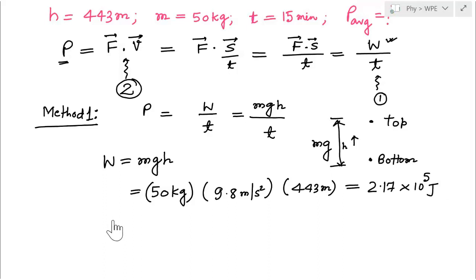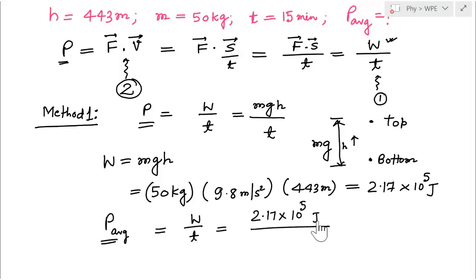Now if you want to find power, that is average power, you have to use this formula, work done divided by time, that is mgh divided by time. We calculated the value of mgh, and that value is 2.17 into 10 to the power 5 joule, and time we have to plug in seconds, so 15 minutes is the time, and then we have to multiply by 60, so this is time in seconds. If you calculate all this, it will come to 241 watt. You can also express your answer in terms of kilowatt, that is 0.241 kilowatt.